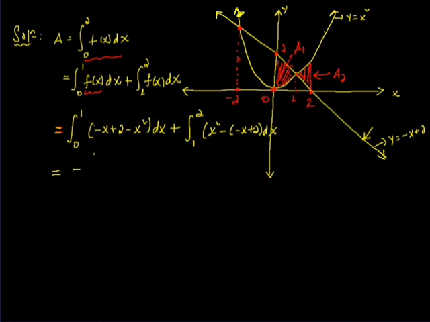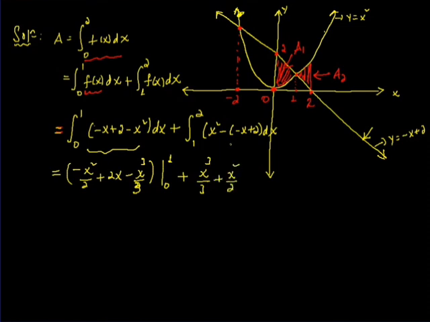So for the first integral, we have minus x squared over 2 plus 2x minus x cubed over 3. We evaluate this integral from 0 to 1. And for the second part, we have x cubed over 3 plus x squared over 2. You can distribute this negative into the bracket. Then minus 2x. Again, we evaluate this integral from 1 up to 2.